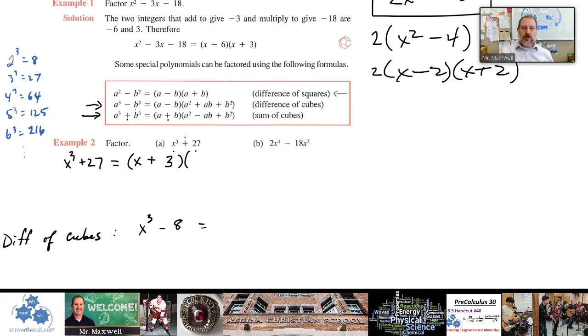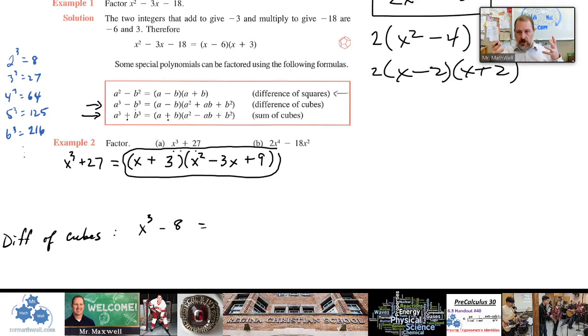The second factor is going to be a trinomial given by a squared. So that's x squared, minus a times b, or 3x, plus b squared. b squared is 3 squared, which is 9. So this is the factored version of this sum of cubes. This is just a new template for you to use in factoring. Okay, sum of cubes. Now the difference of cubes.